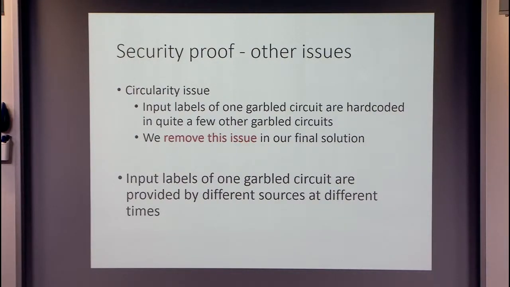So this is an issue that we do resolve and it needs some care, but it is an interesting issue that comes up. The second is that in our setting, the garbled circuits are not executed in a linear way. So one garbled circuit has its input labels that come from different sources and are provided at different times. That leads to other security complications.